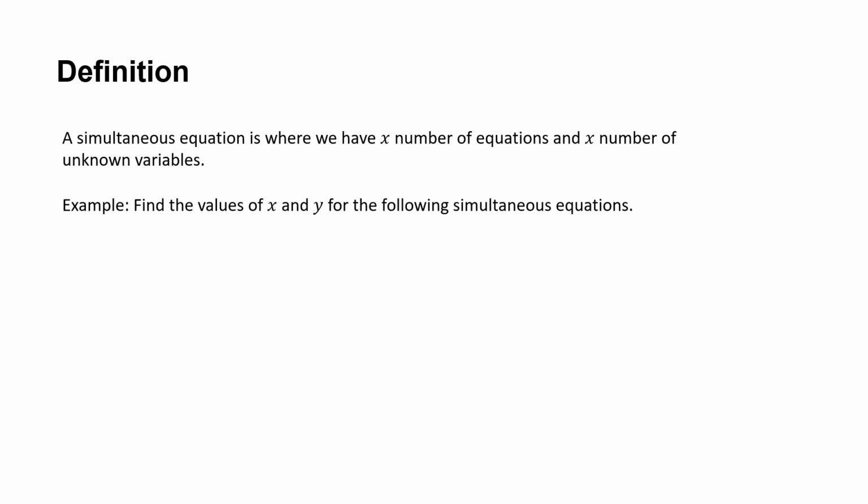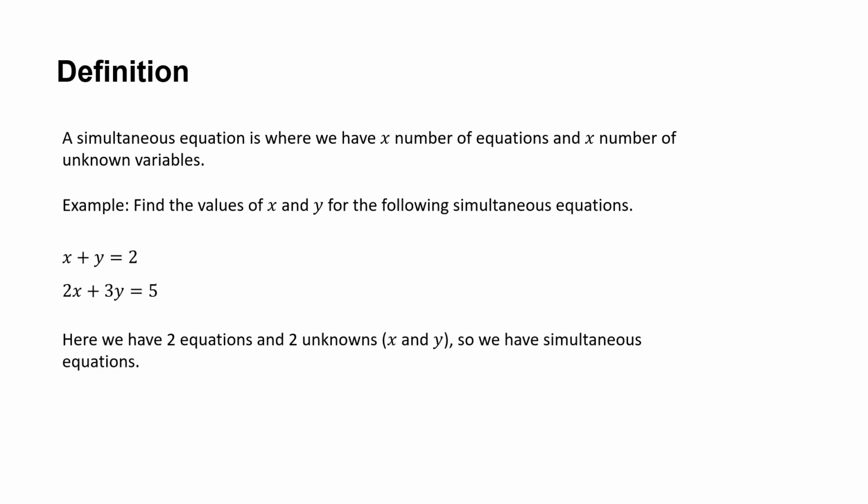So this is the kind of question you might get on simultaneous equations. Find the values of x and y for the following simultaneous equations. And here we have the two equations, and you have to appreciate that the equations are linked, so we can't treat them separately. And as we can see, we have two variables and two equations, and this means that we have unique solutions for x and y.